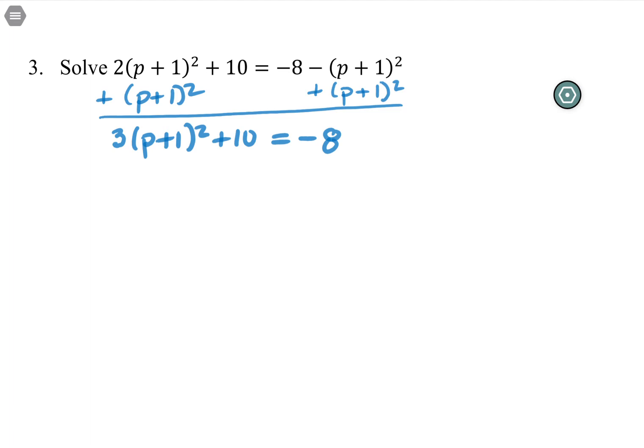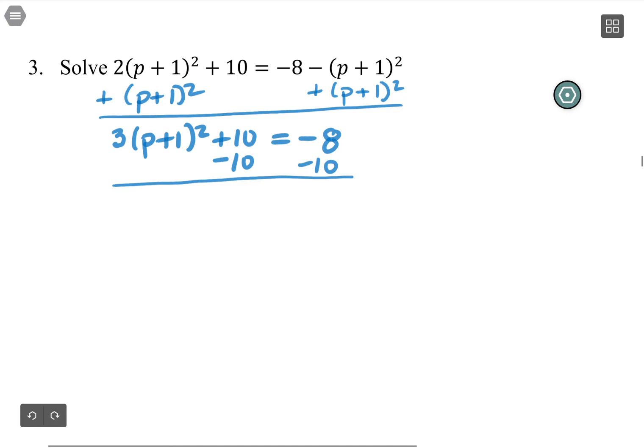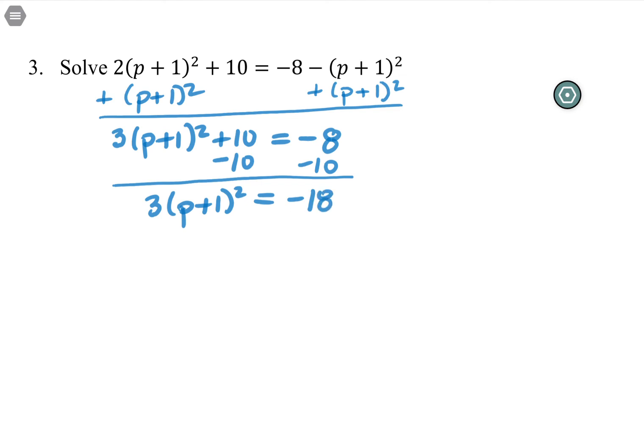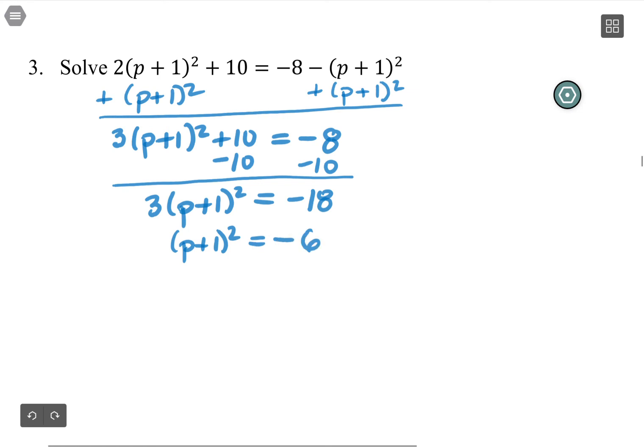So this actually fairly quickly turned into one with the variable on one side of the equation. If I start at p, I'm adding 1, I'm squaring, I'm multiplying by 3, and then I'm adding 10, which means the first to go is the 10, and we will subtract to undo addition. So we get 3 times p plus 1 squared is equal to negative 18. The next thing I need to do is divide by 3. So p plus 1 squared is equal to negative 6.